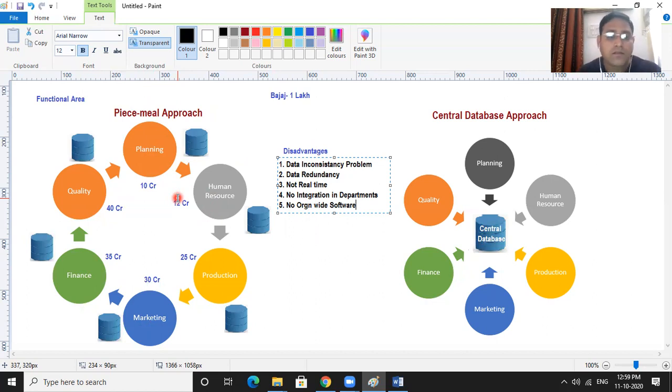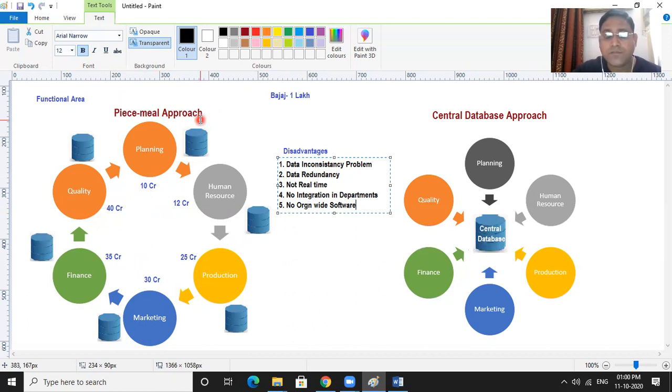But here, what is happening? With the piecemeal approach, we are not giving value to the information, because the data inconsistency problem is there. There is no real time system integration. There is no integration between departments. Information is not shared here, and organization wide they have different software and they can play only with their own data. They don't have information about other departments or functional areas. So how will my organization get success? This is a very big challenge.